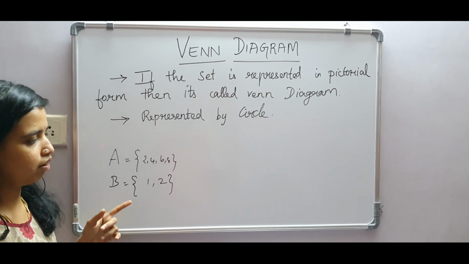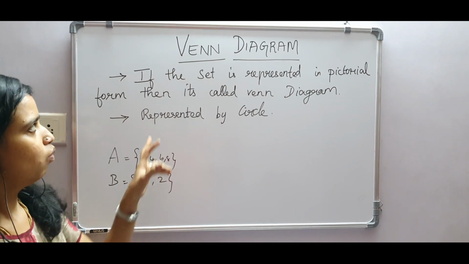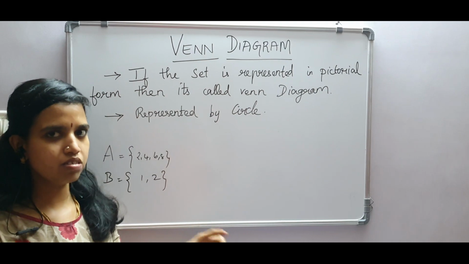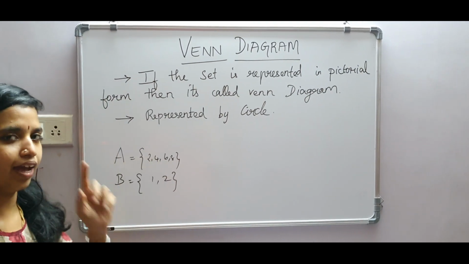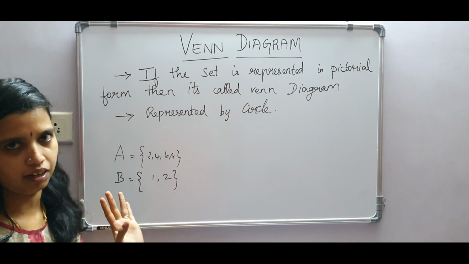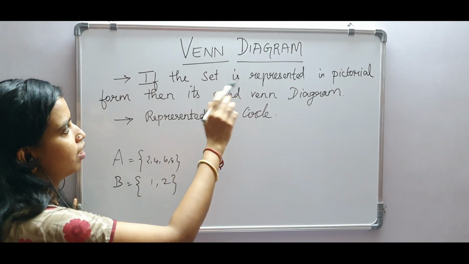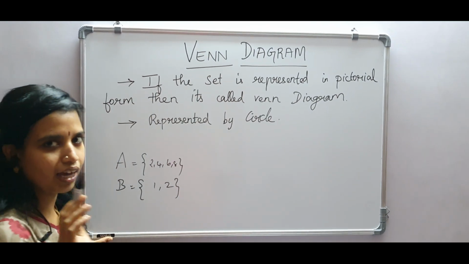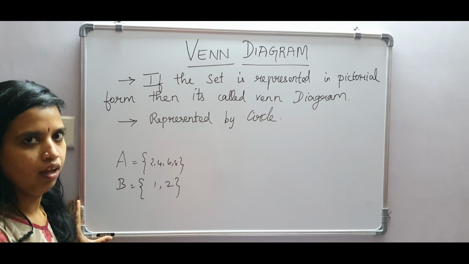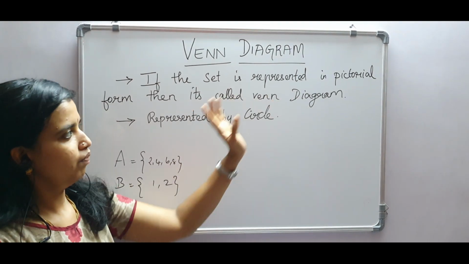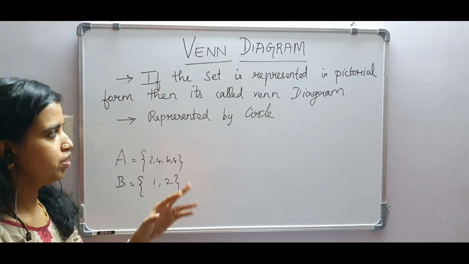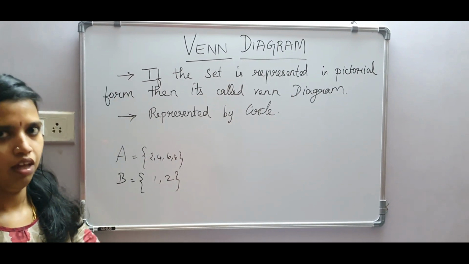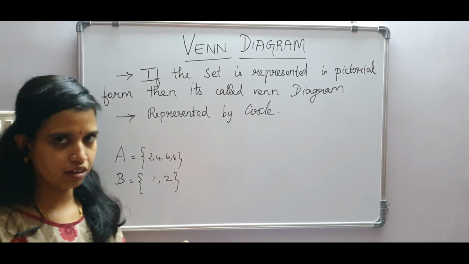If you want, you can refer to my previous video. Now, what do we mean by a Venn diagram? If you represent the same set in pictorial form, that is, in diagrammatic form, then it is called a Venn diagram. So the set represented in pictorial form is nothing but the diagrammatic form. We have to draw it, and that is called a Venn diagram. Generally, a Venn diagram looks like a circle shape only. We have to denote the Venn diagram in circle shape only.